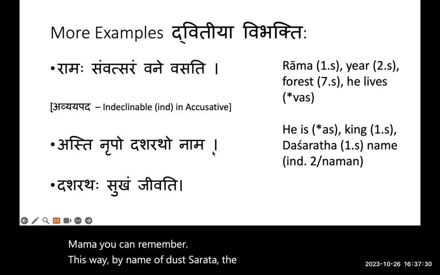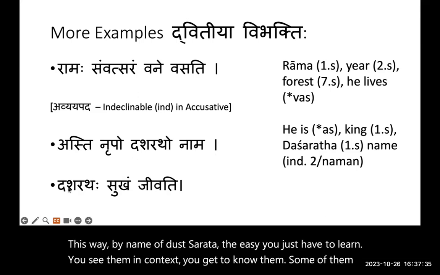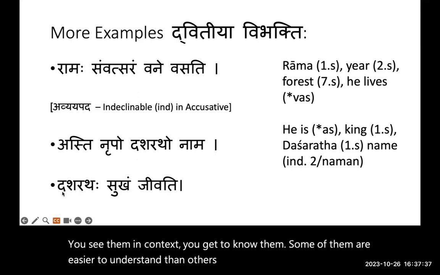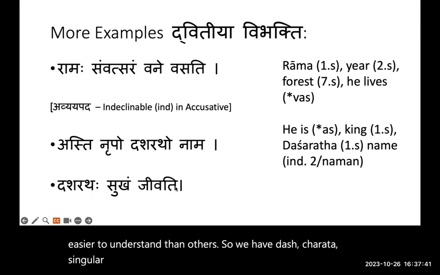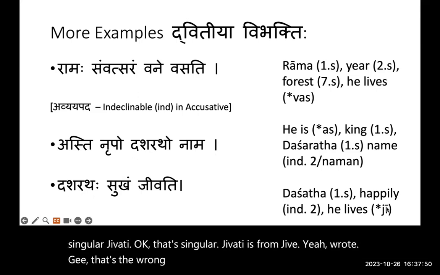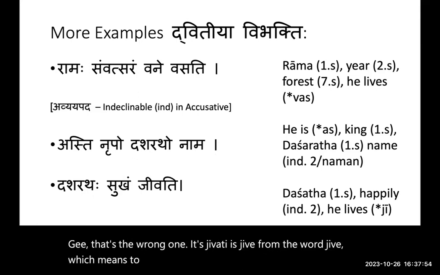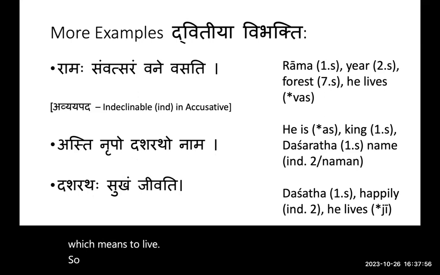These you just have to learn. You see them in context, you get to know them. Some of them are easier to understand than others. So we have Daśaratha, singular. Jīvati, okay, that's singular. Jīvati is from jīv. Oh, I wrote G, that's the wrong one. It's from the word jīv, which means to live. So Daśaratha lives. Here we have an accusative that's frozen as well.